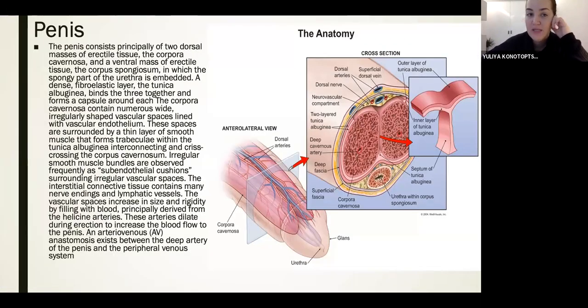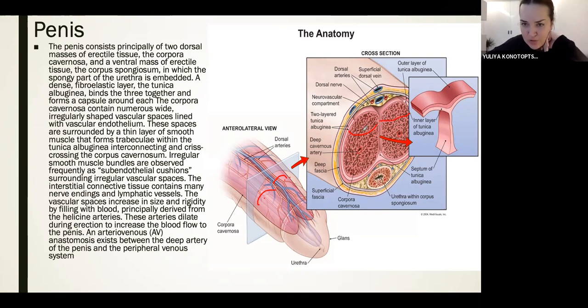And we reach for the penis. Okay, so what is inside of the penis? So penis consists of two dorsal masses of erectile tissue. We can see them here. So this is mass number 1, mass number 2. They are called corpora cavernosa. So this is a cross section. This is corpus cavernosum number 1, corpus cavernosum number 2.